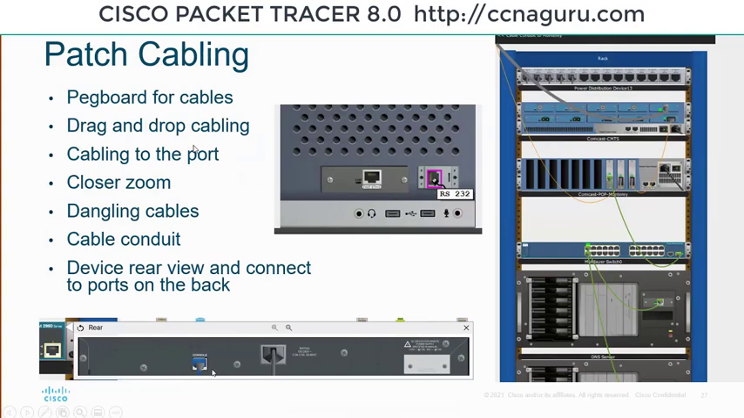Then drag and drop cabling. Now cabling should be done in a drag and drop manner, and it should be done to the port. So in the previous version of Packet Tracer, when you click anywhere on the box, let's say on this server, I would click anywhere within the server box, it would show me a pop-up window, and I could select a port to connect my cable to.